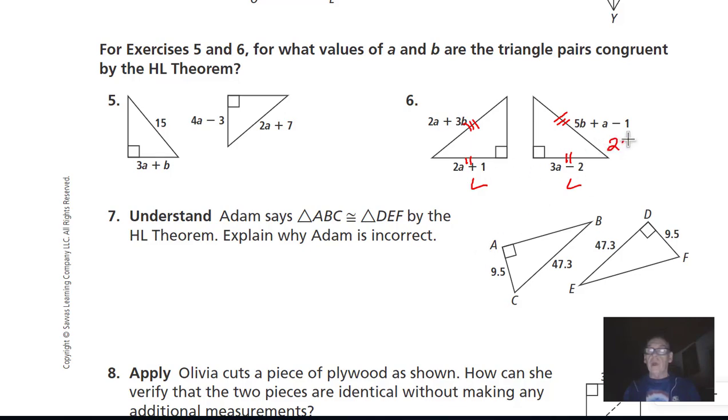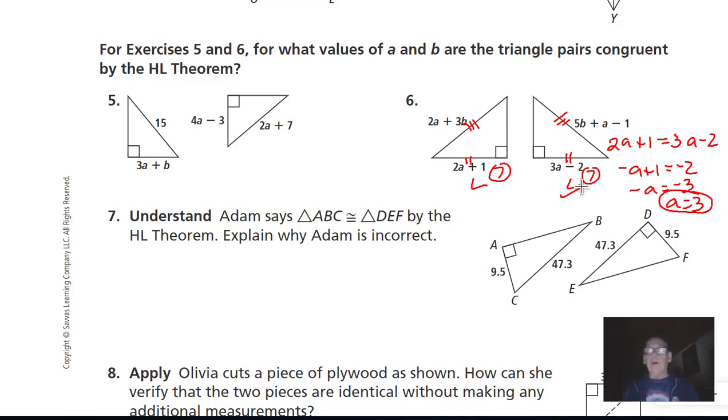So 2A plus 1 equals 3A minus 2. Take away 3A from both sides: minus A plus 1 equals minus 2. Take away 1 from both sides: minus A equals minus 3. Take the opposite of both sides: A is equal to 3. So now if A is equal to 3, that's going to give us that this side is a 7 and that this side is 9, take away 2, which is a 7. So that gives us the L part that we need.